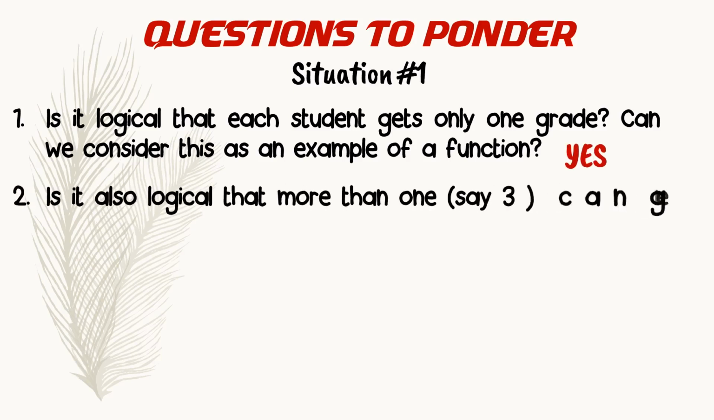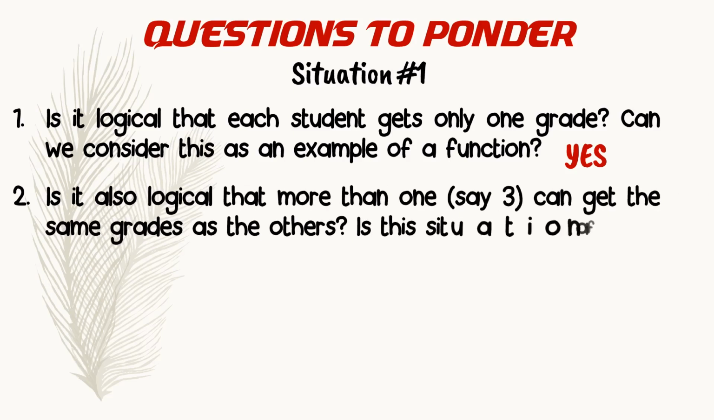Number 2, is it also logical that more than one, say for example 3, can get the same grades as the others? As illustrated in the example earlier, Mark and Apple have the same grade, which is 92. So this is still a function since the correspondence is many to one. Two students with the same grade.